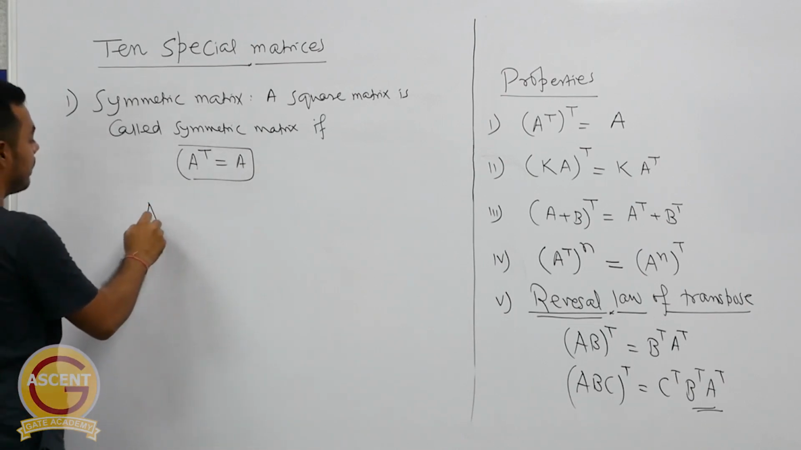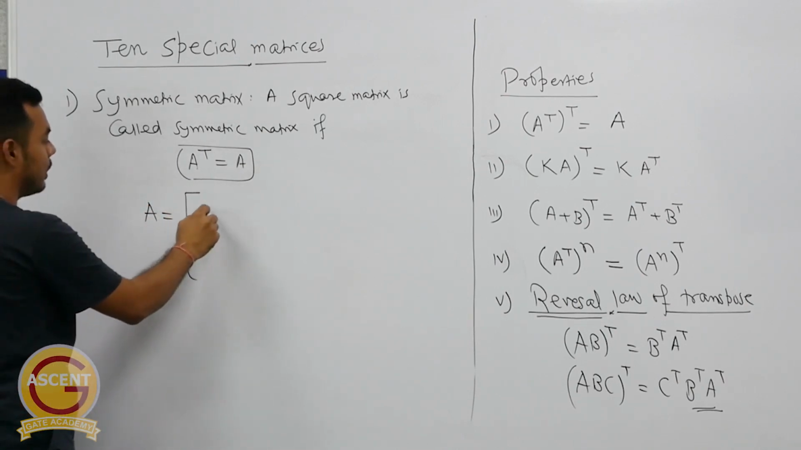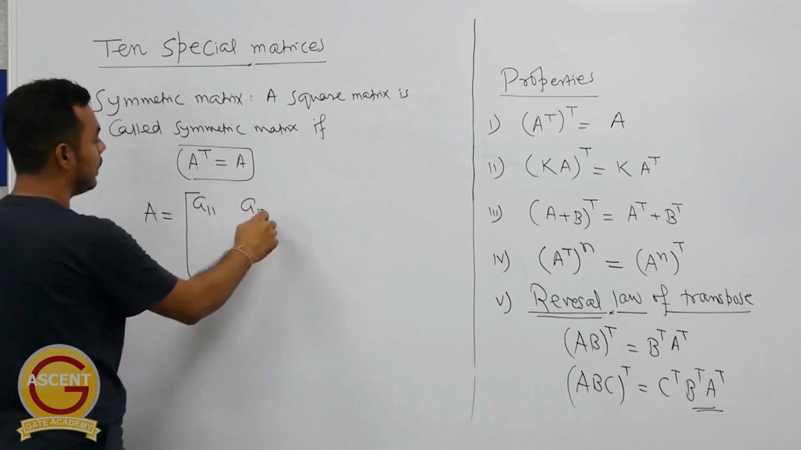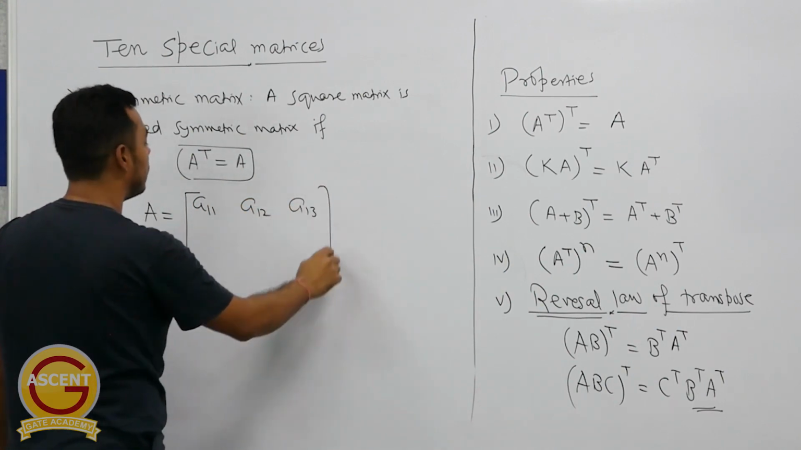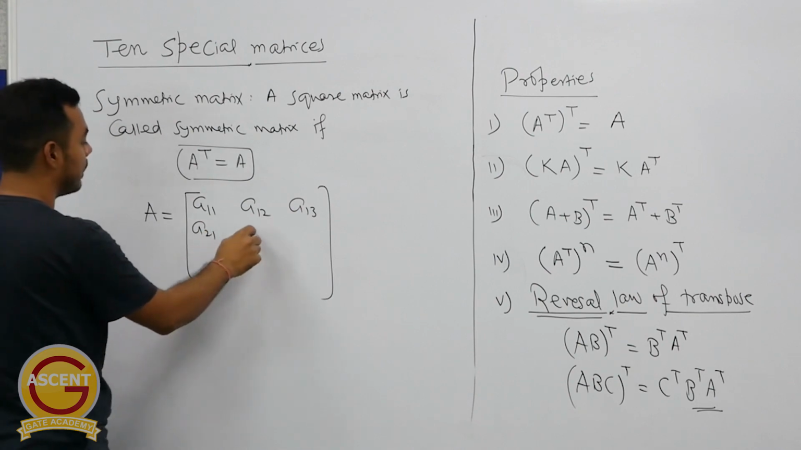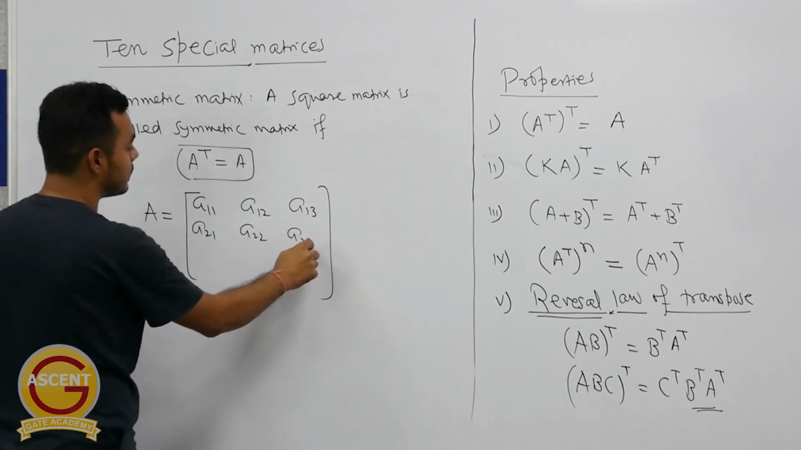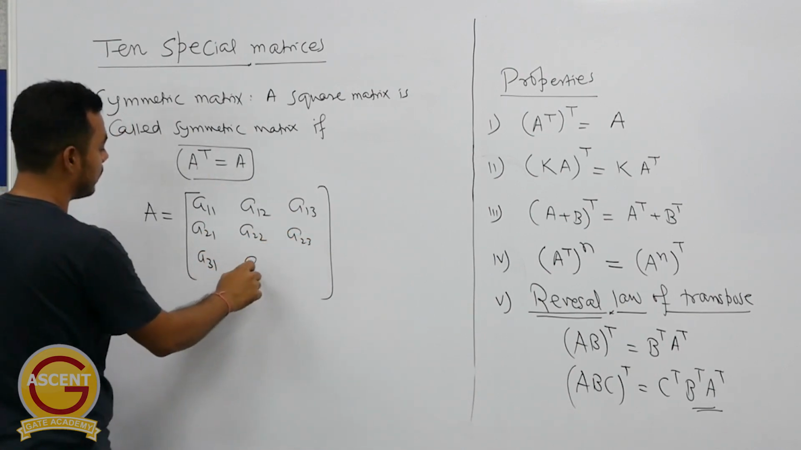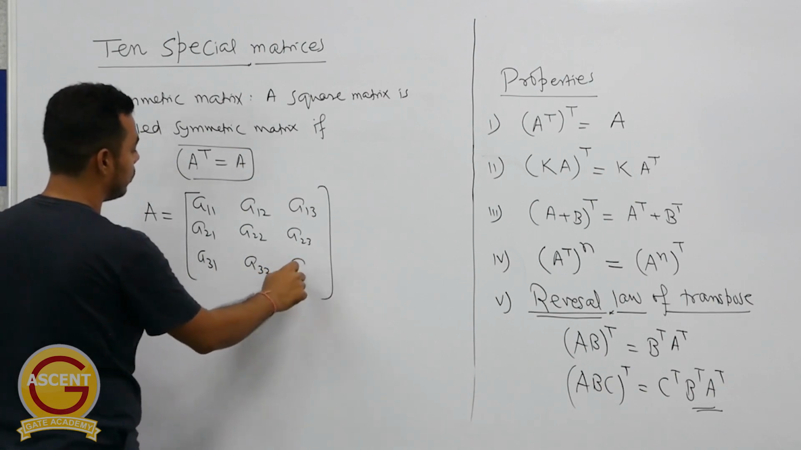So suppose I have a matrix A of order 3 into 3. I am taking the example of 3 into 3 just to explain the concept, but this will be valid for any square matrix. So say this is my second row and this is my third row: 31, 32 and 33.